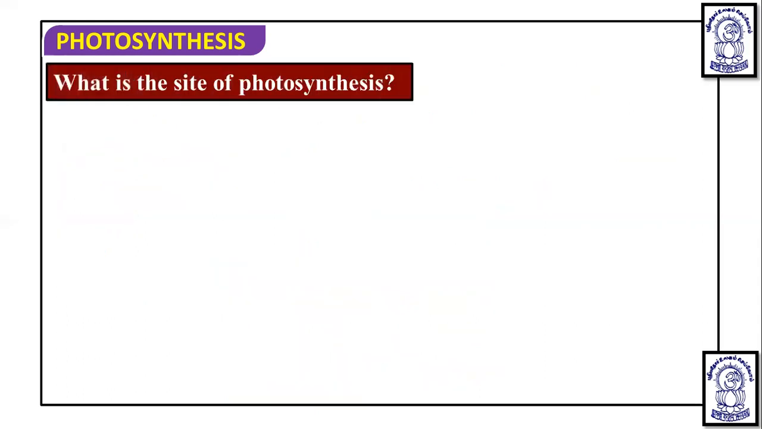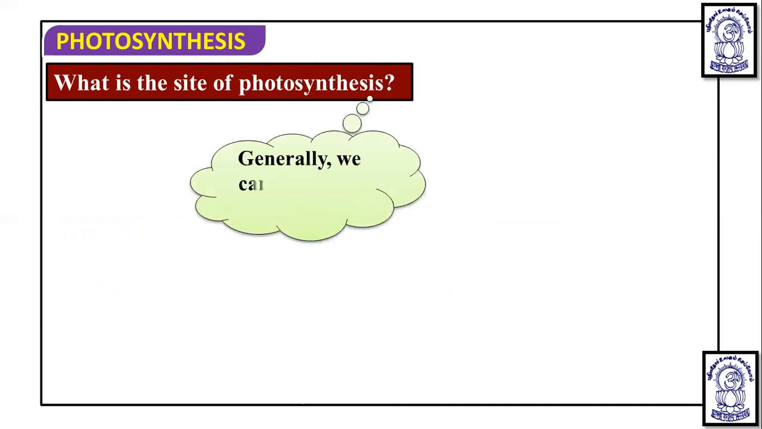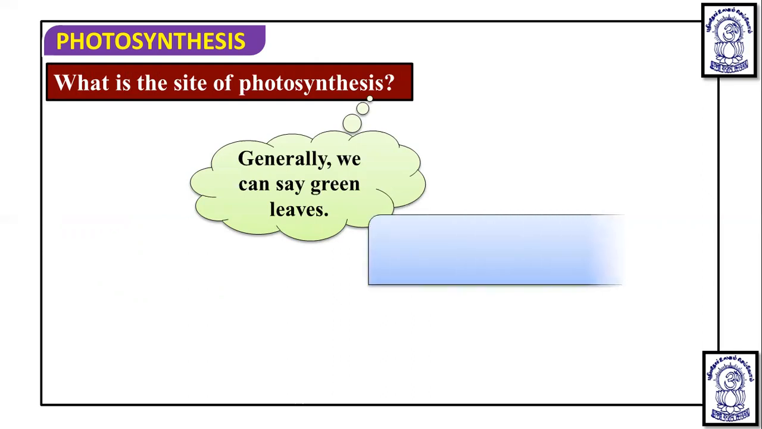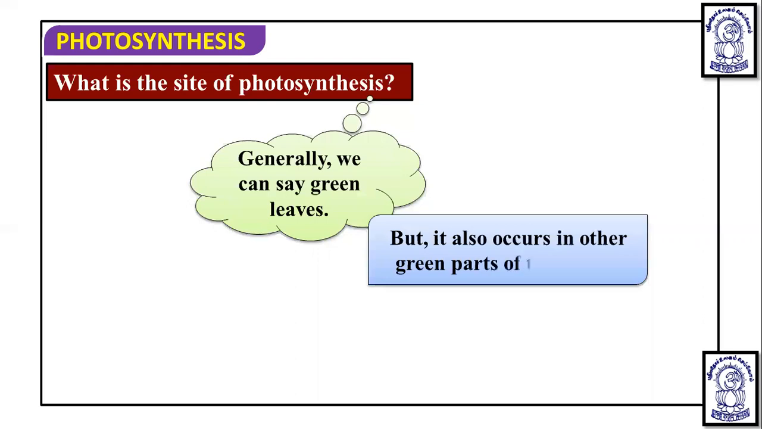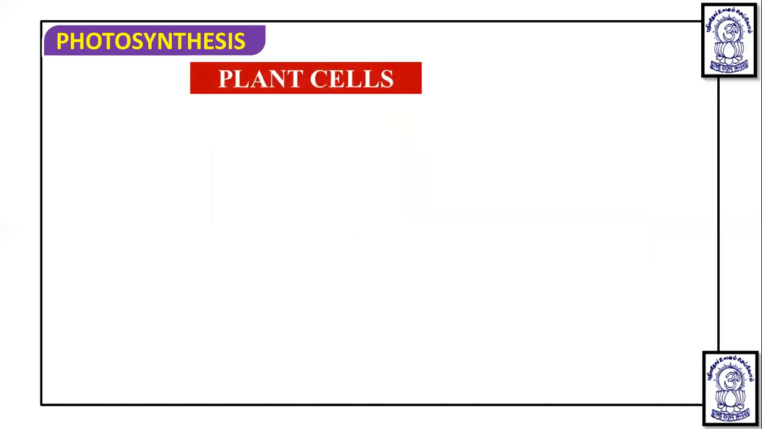Now, where this light reaction and dark reaction take place, what is the site of photosynthesis, that we have to discuss. Generally we say that green leaves or green parts of the plant are the site of photosynthesis. Obviously green parts are particularly involved in photosynthesis, but it also occurs in other green parts of the plant apart from green leaves.